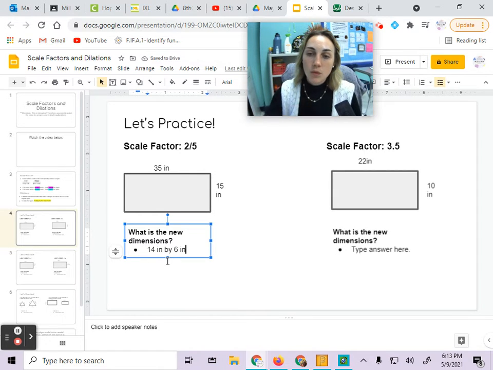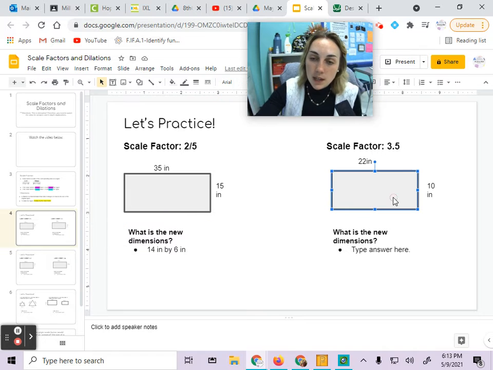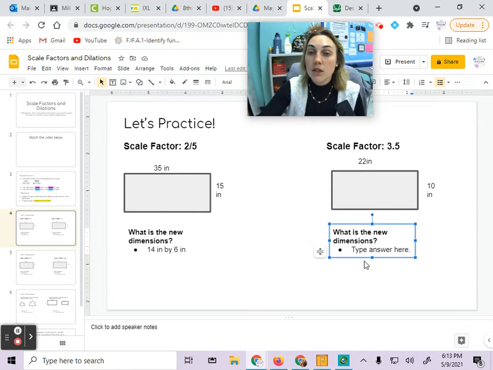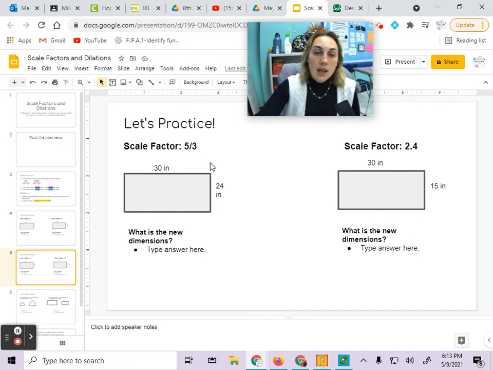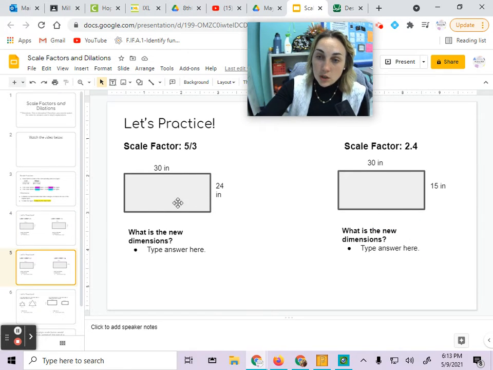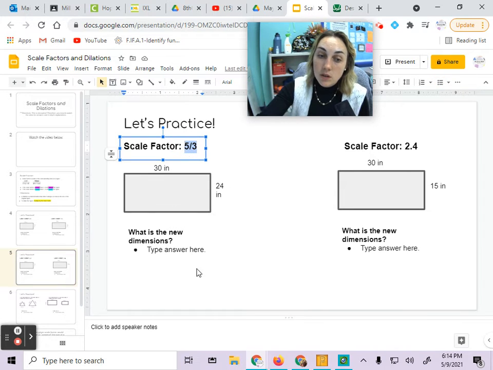So your job is to find the new dimensions of this shape right here. Here are your dimensions. Here's the scale factor. Multiply them to find the new dimensions. And then you're going to do that for these two as well. You just have to multiply the dimensions by the scale factor in order to find the new dimensions of these shapes. Easy peasy lemon squeezy.